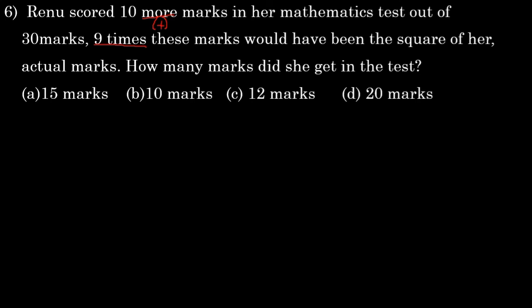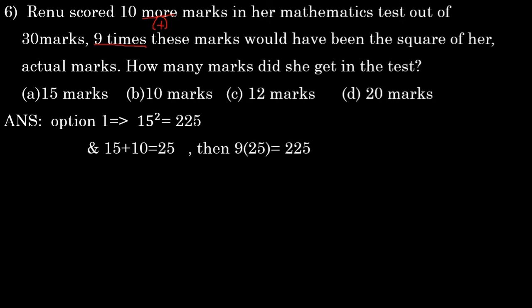So first, I'll take option 1. We have 15. So 15 square, how much will we get? 225. That means by following this method also we need to get 225. Then only it's the correct one. So what they said, we need to add 10 because they said 10 more. So 15 plus 10, how much will we get? 25. And we need to multiply with 9 because they said 9 times. So 9 into 25, how much will we get? 225. So therefore we can say option A, 15 marks is the correct one.